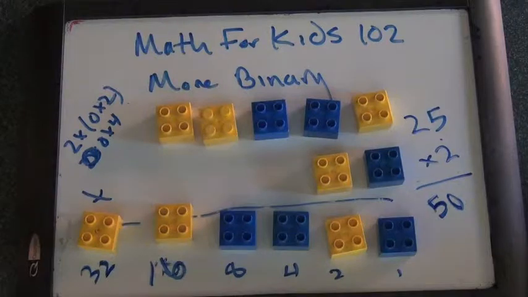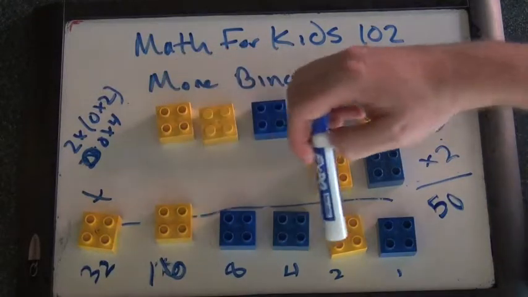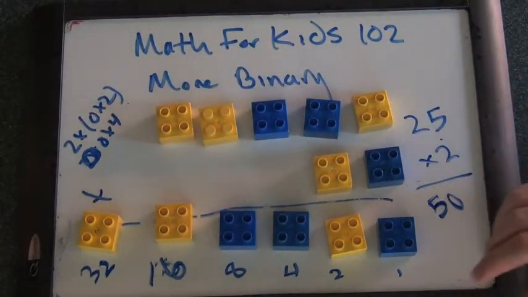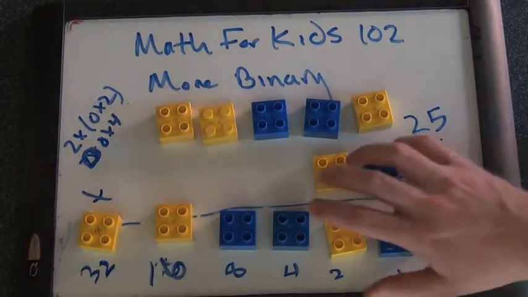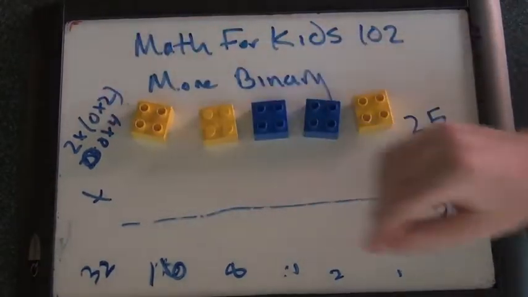Now, is that surprising, first of all? Well, let's check. Is this 50, by the way? 32 plus 16 is? It's 48. Plus 2 is? 50. Okay, now, is this surprising? So, when we multiply by 2, it shifts everything over.